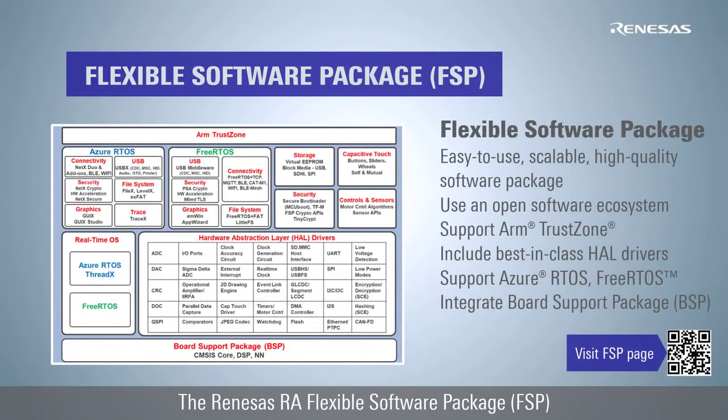The Flexible Software Package is an enhanced software package designed to provide easy-to-use, scalable, high-quality software for embedded system designs using Renesas RA family microcontrollers. With the support of ARM TrustZone, FSP provides a quick and versatile way to build IoT devices using production-ready drivers, Azure RTOS, FreeRTOS, and other middleware stacks. For more information, visit Flexible Software Package, FSP, for Renesas RA MCU family on GitHub.